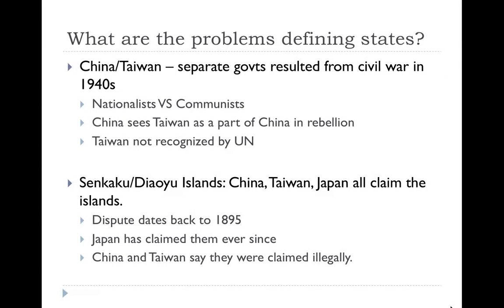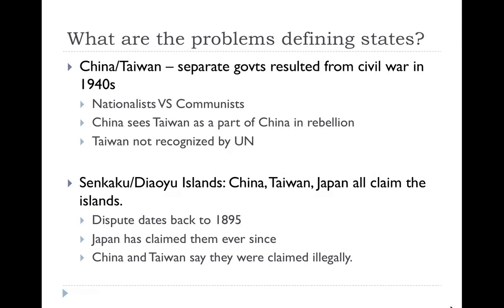Two of our other areas that we look at as problems with defining states: China and Taiwan. Taiwan believes that they are independent from China. China believes that Taiwan is part of China. And so basically after the 1940s Civil War, where the communists ended up winning in China, the Nationalist Party split and left and went to the island of Taiwan and established themselves there.